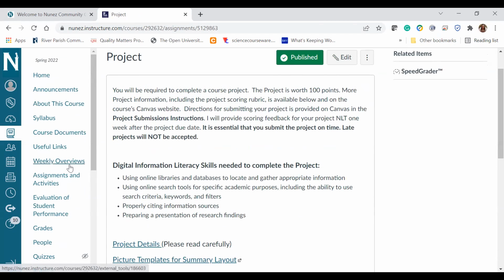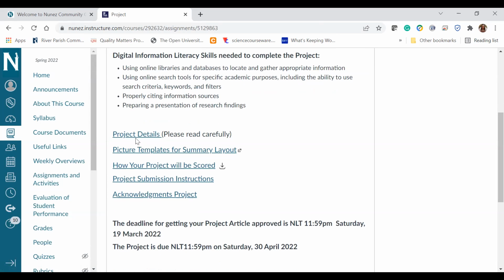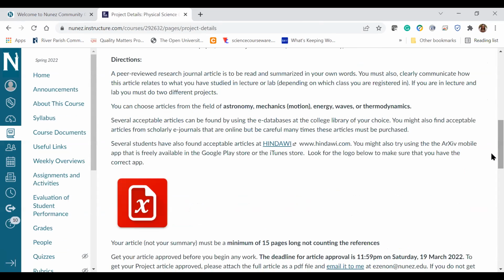So just to remind you, the information on the project is available a couple of ways. I just got to it through the weekly overviews. You can also click on the assignments and activities tab and get to it that way, okay? And in the project details, I cover for you the specifics on the article that you're supposed to be summarizing, okay? So it's supposed to be a peer-reviewed research article. The goal is for you to read that article and tell me about it in your own words and tell me how it connects to this lecture class, right?